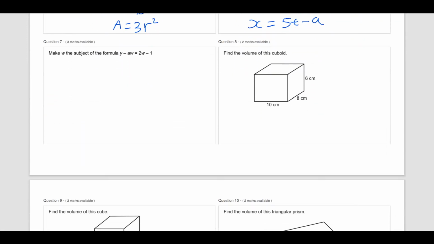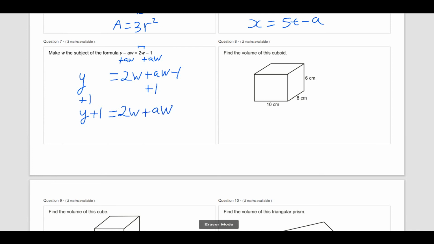To make w the subject of the formula, again, I want to get all the w's on one side. So now I want to take my w's over to the side which has more w's. So that's going to be the right-hand side, because 2 is certainly more than minus a. So don't worry too much about that, but I'm just going to take my aw over by adding aw to both sides. So that on the left-hand side, I've got y, and on the right-hand side, I've got 2w plus aw minus 1. Now, what I can do then is add 1 to both sides, so that on the left-hand side, I have things that are not w, and on the right-hand side, I just have things in terms of w. So I've got 2w plus aw.